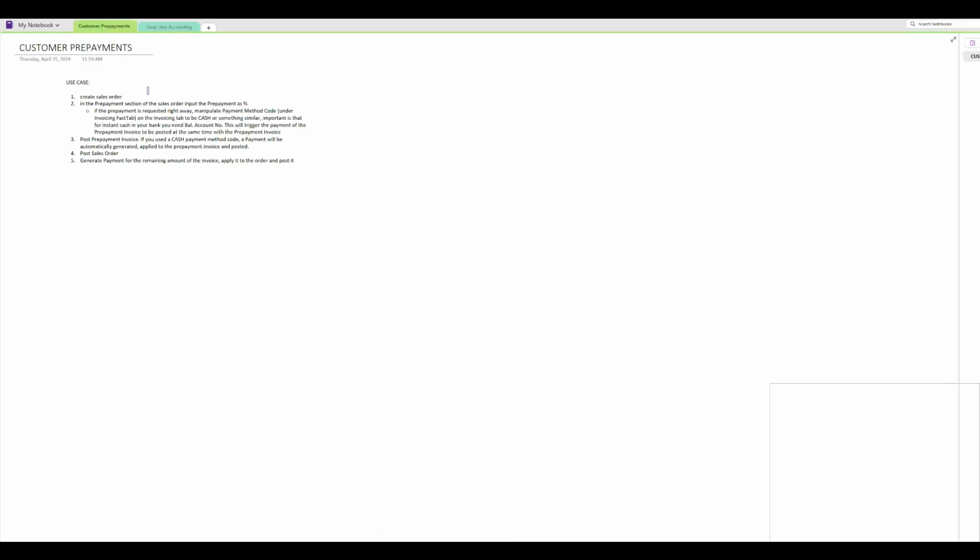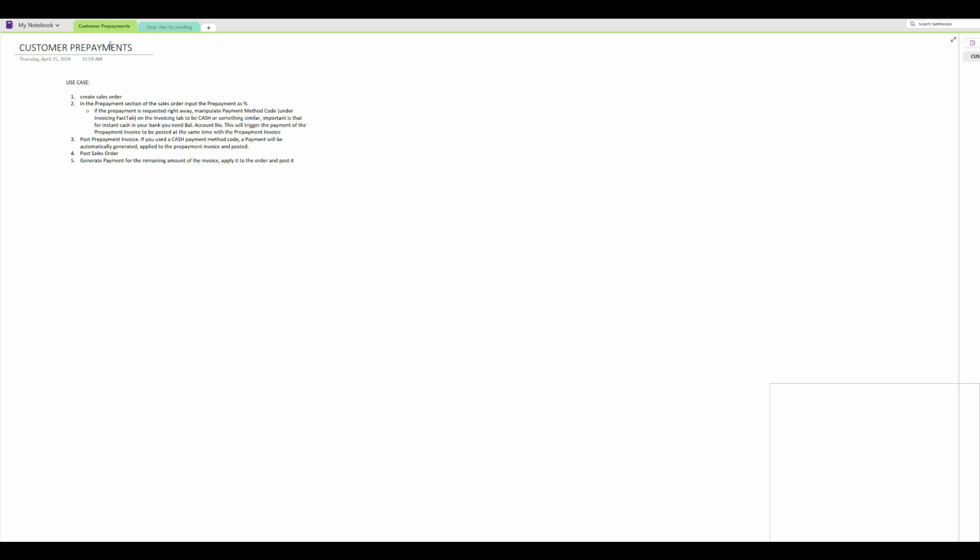So as we discussed, we have created a sales order. Then we populated the prepayment fields in the prepayment fast tab. Then we posted the prepayment invoice. We posted the payment of the prepayment invoice received from the customer. Then we posted the remainder of the invoice because there was an amount left after the deposit for 7,500, and we posted the payment for the remaining amount and applied to the remainder of the invoice.